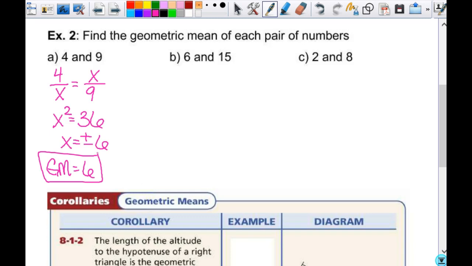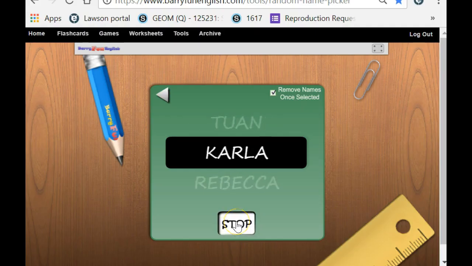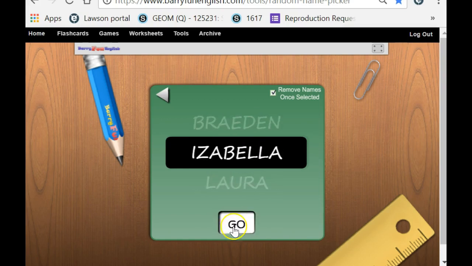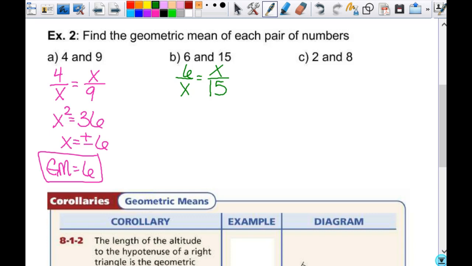That's it. All right, so then the geometric mean of 6 and 15, I'm going to put x in here twice, and then 6 and 15. And I'm going to give you a minute. I want you to work that one. Jacob. All right, so Jacob, I get x times x, which is x squared, equals what? 90, okay? So then x equals what?